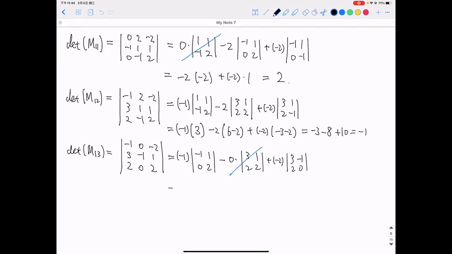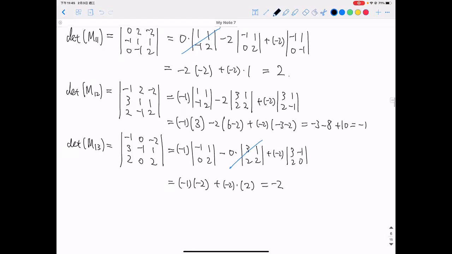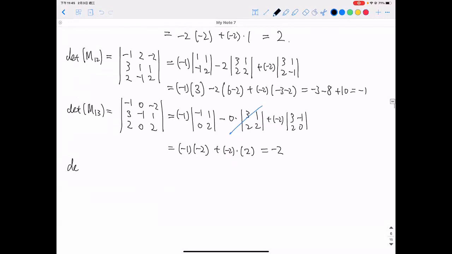The other terms look like these. So it's minus 1 times, well, this is minus 2, minus 2 times that's 0 minus 2, 0 minus minus 2, so plus 2. So what do we have? 2 minus 4, minus 2. Okay, so one more. Determinant of M14.